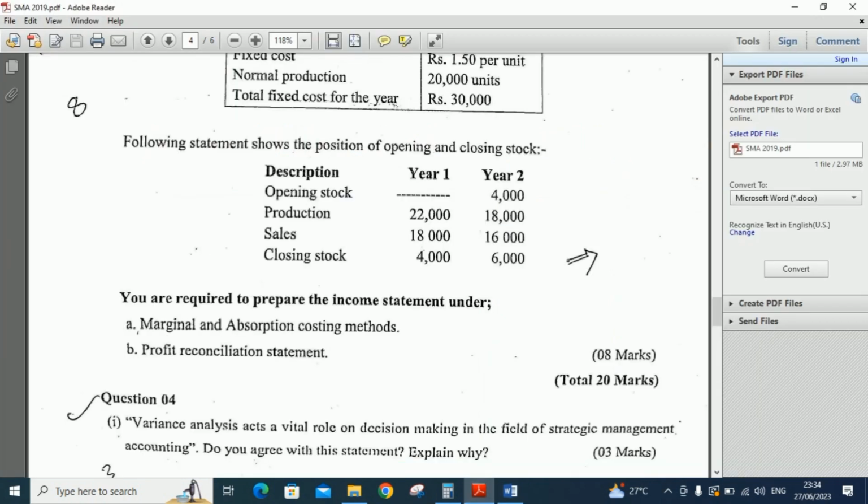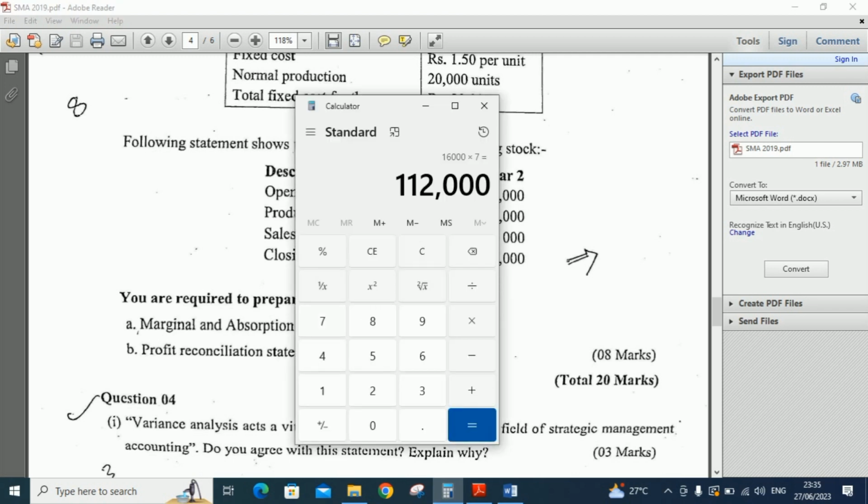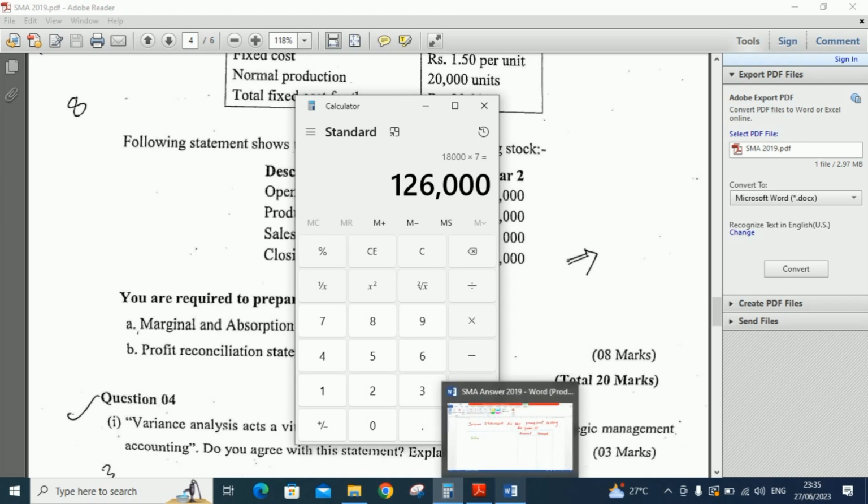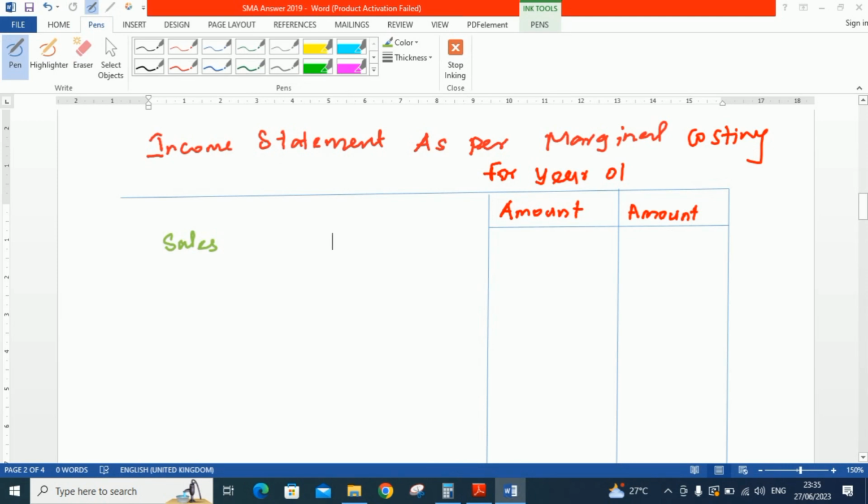As per the question paper, there are 18,000 units sold at 7 rupees per unit. So 18,000 into 7 is 126,000 total sales. Then we need to calculate the production cost.